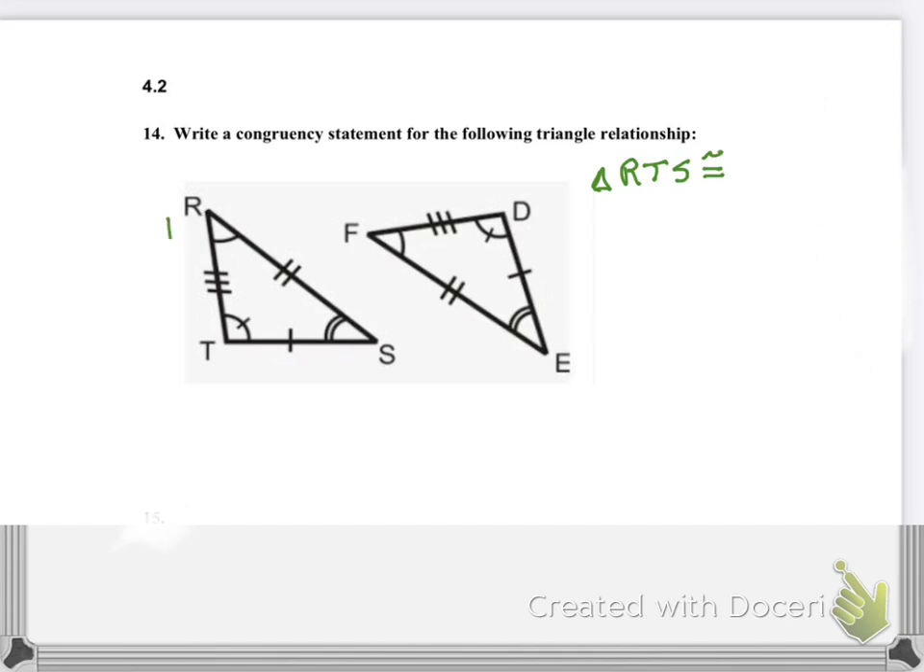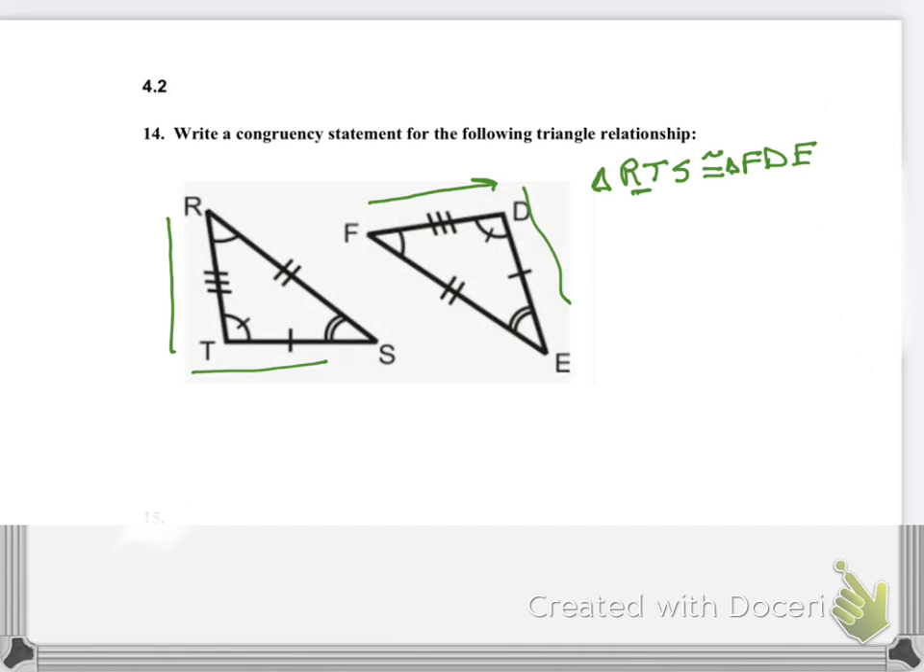So how did I do that? I went down the 3 over the 1. So I have to do the same thing here. Go down the 3, and I have FD, and down the 1, E. Put your little triangle symbol, and that's a good congruency statement. Now, let's just check our work. Is it true that RT equals FD? Yes, that's true. And how about TS and DE? That's true. And then RS and FE. That's true.